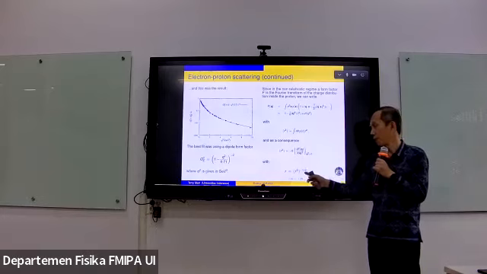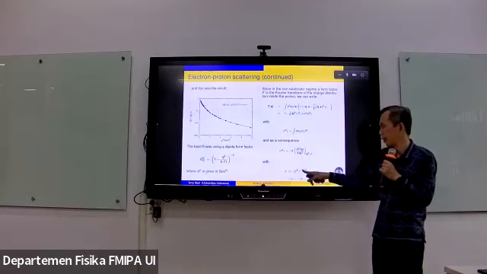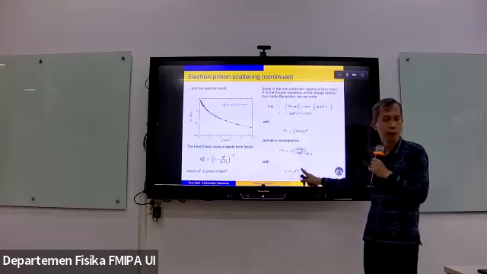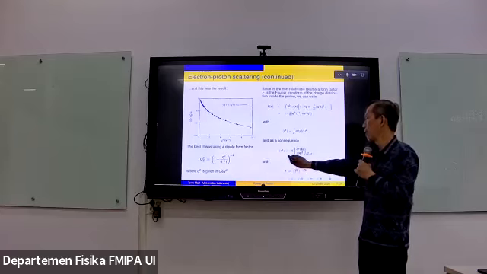The radius, of course, is taken. Sorry, this is not minus 1. This is plus. Yes, plus the square root. I will correct this. R is the square root.